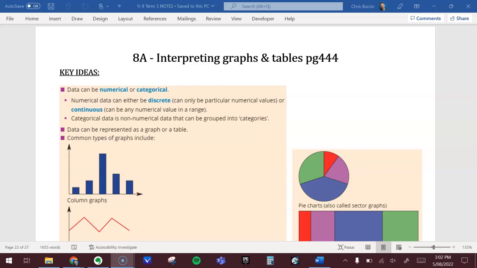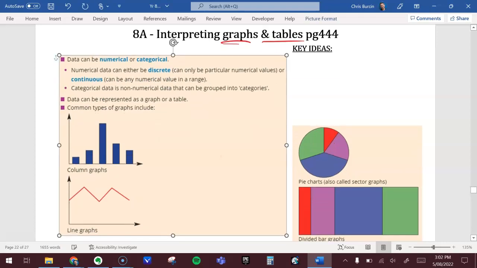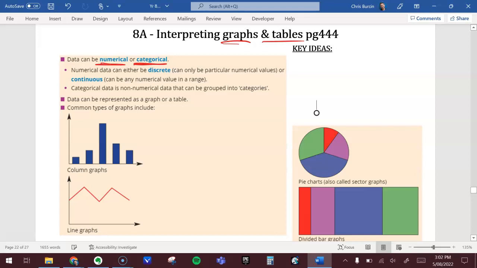Okay, this is a bit of a review of how we interpret graphs and tables. So remember that data can be numerical, it can be numbers, or categorical. We could be looking at colors, or what else is categorical? Gender. That's categorical.